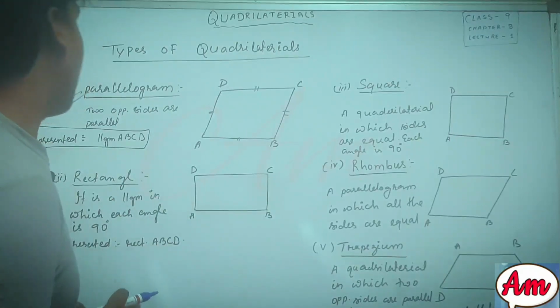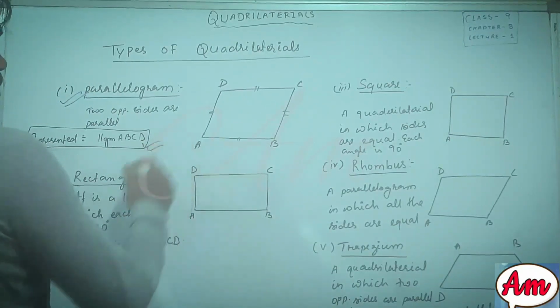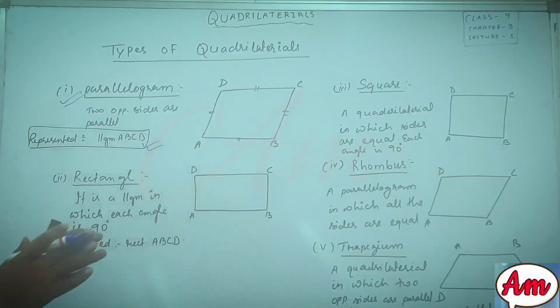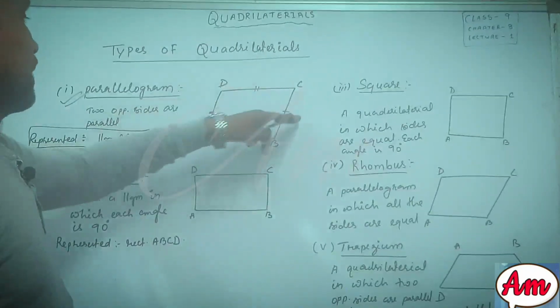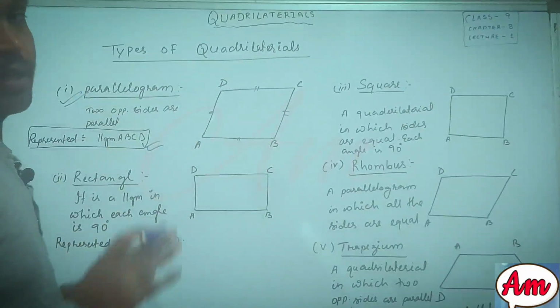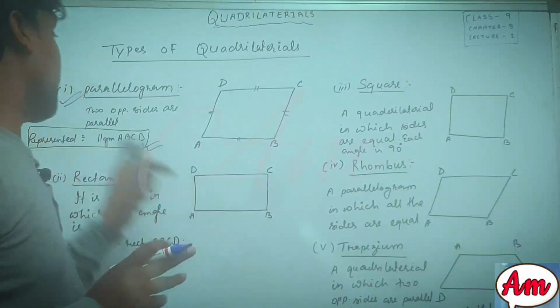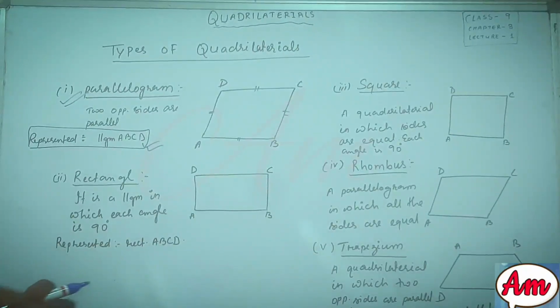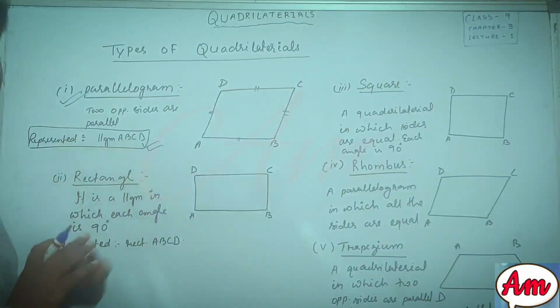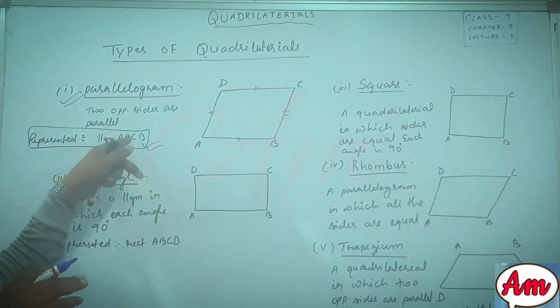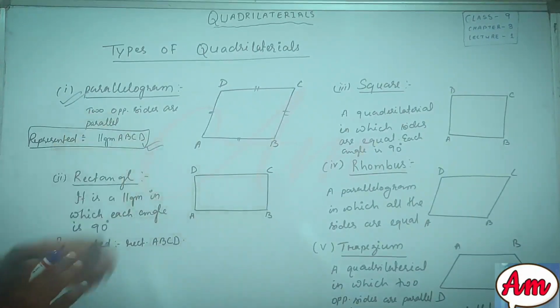That is the parallelogram, and we represent parallelogram like this. Two opposite sides will be parallel in a parallelogram and all the angles will be less than 90. And another thing is, it is represented like this, with the symbol and ABCD, that is parallelogram ABCD.